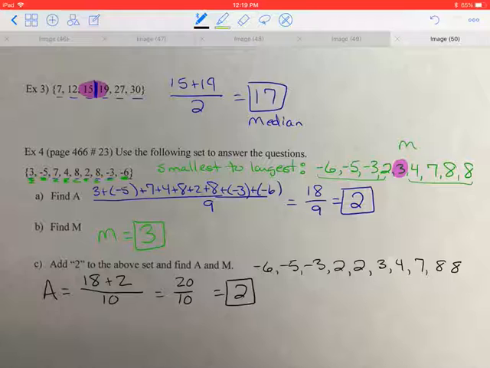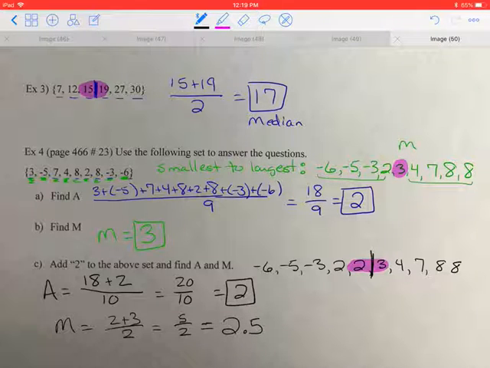But if I look at my middle or my median, now I have 10 numbers. So let's see, if I go 1, 2, 3, 4, 5, the middle's actually right here. So it's in between the 2 and the 3. So for the median, I have to average those 2 together. So the median will be 2 plus 3 divided by 2. And I get 2.5. All right, so it didn't really change my average, but it did change my median a little bit.